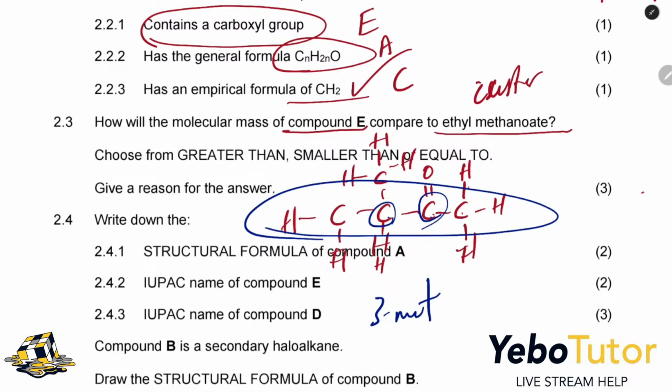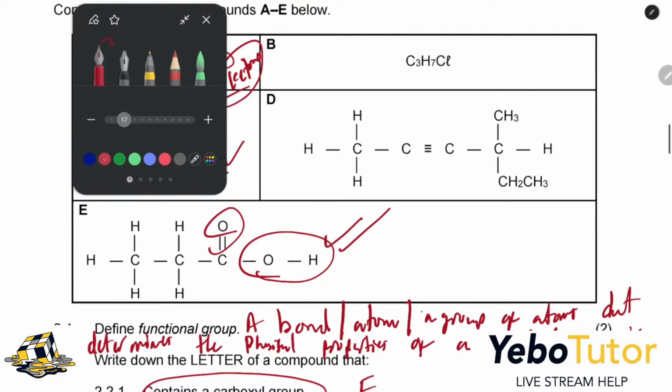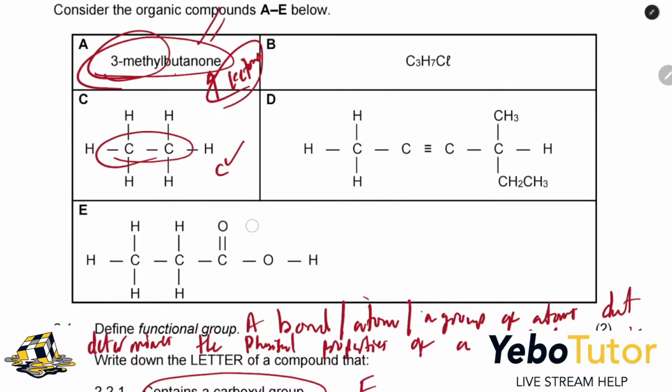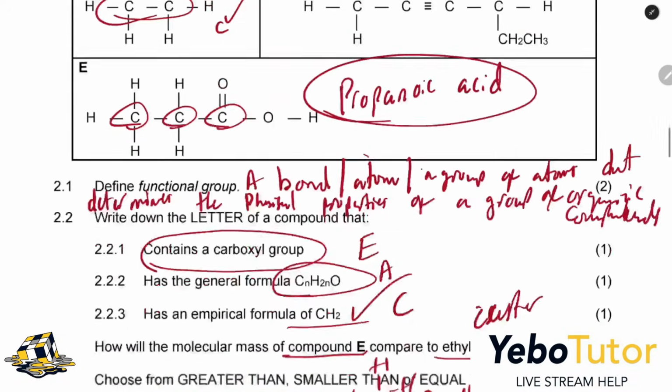Now do the IUPAC name of compound E. IUPAC name, which means we need to name this compound E which we have here. Let's check compound E. We have 1 2 3, which means we have 3, and we know that on number 3 we are looking at prop, but we can see that this is a carboxylic acid, so we're going to have propanoic acid. Okay, easy stuff, because you can see it's 1 2 3, 3 carbon atoms which we have.